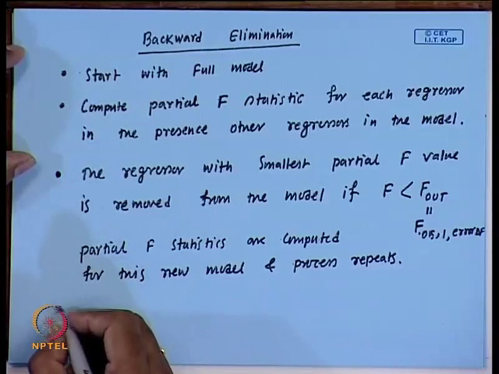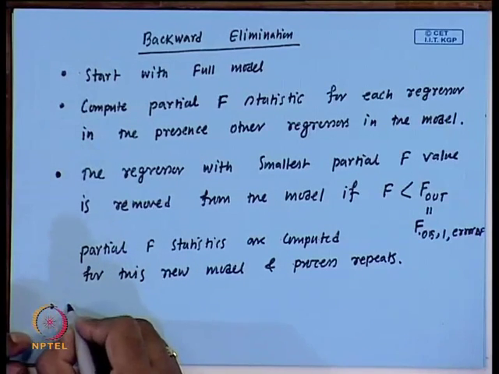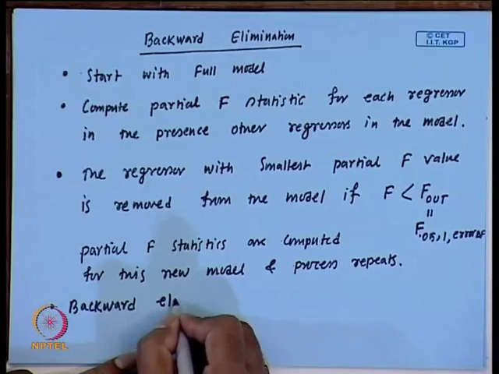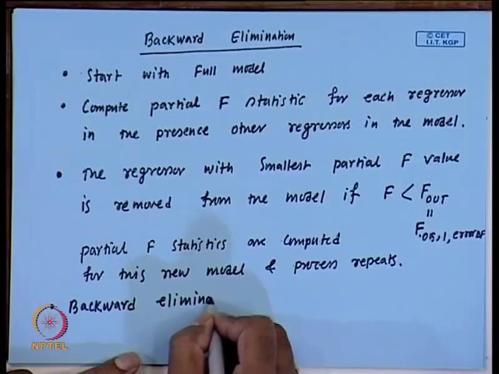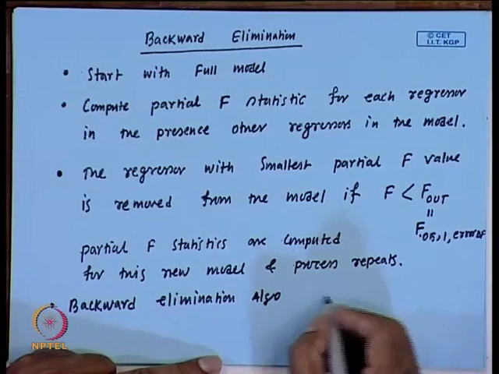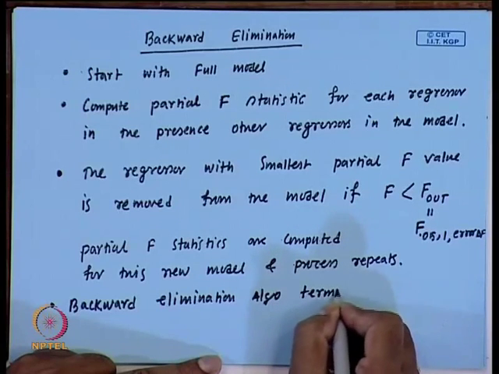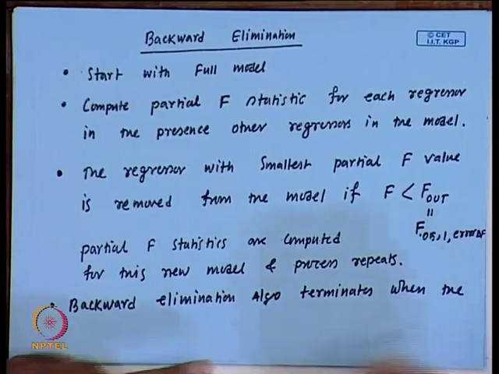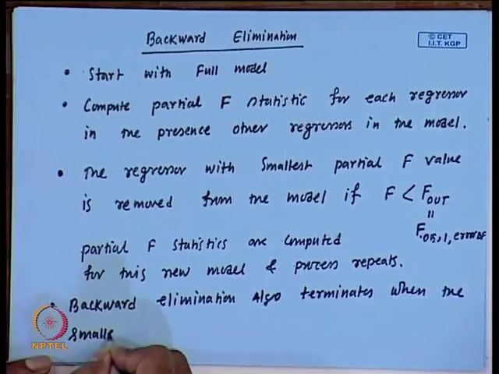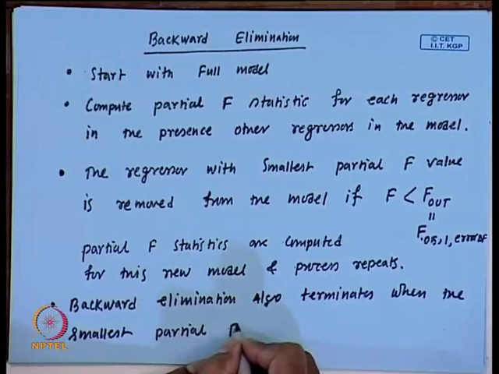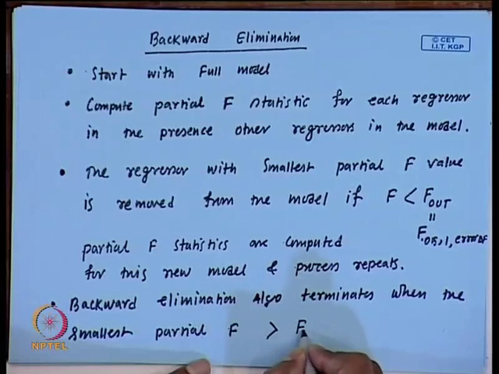Okay, and here is the stopping criteria: backward elimination algorithm terminates when the smallest partial F value is greater than F out.